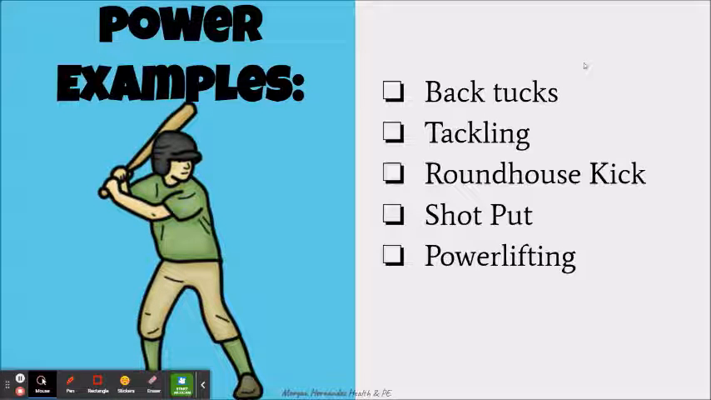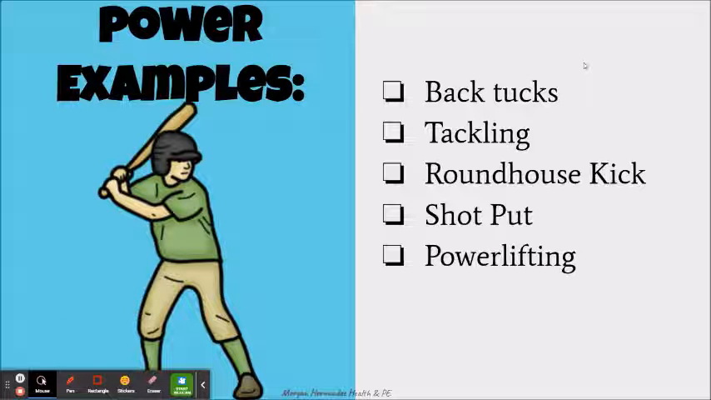Okay, what about martial arts? Roundhouse kick, that requires power. You are using all your strength in a very short period of time. In golf, there's this thing called shot put. You are using the club to hit the ball in golfing, but you have to use all your power so that way that ball travels a long distance.